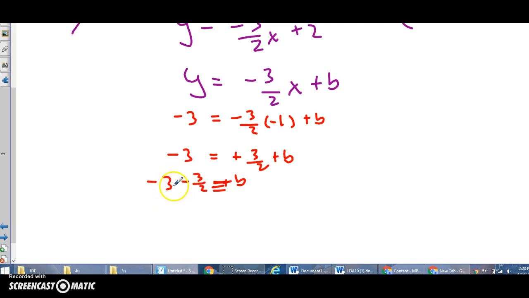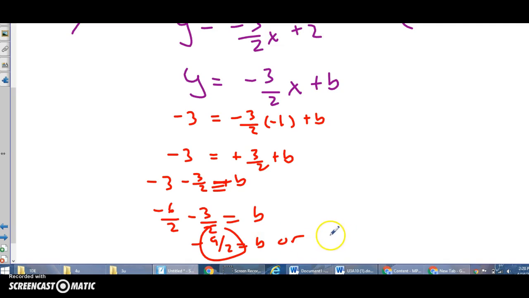You can do this a couple ways. You can change this to -1.5, 1.5, to get -4.5. Another way is to have a common denominator here. So -3 can be written as -6/2. Subtract from that -3 halves is equal to b. That's -9 halves is equal to b. Or, because it's a terminating decimal, remember we talked about decimals that end, and halves do end, so this is -4.5. You can write it like that.